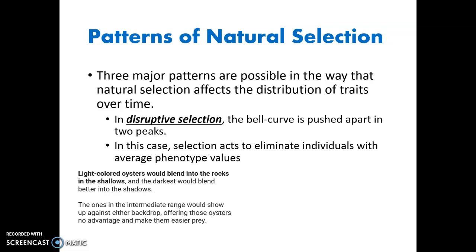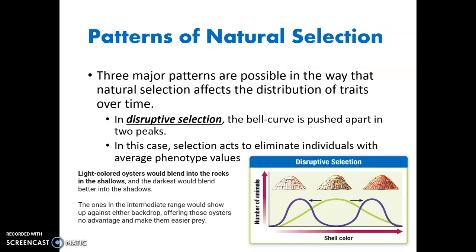The last one is going to be disruptive selection. And here's the deal. The bell curve is going to be pushed apart into two peaks. So what that means is that selection is going to act to eliminate individuals with average phenotype values. Okay? Meaning that the animals that have the extreme phenotypes are going to survive the best.